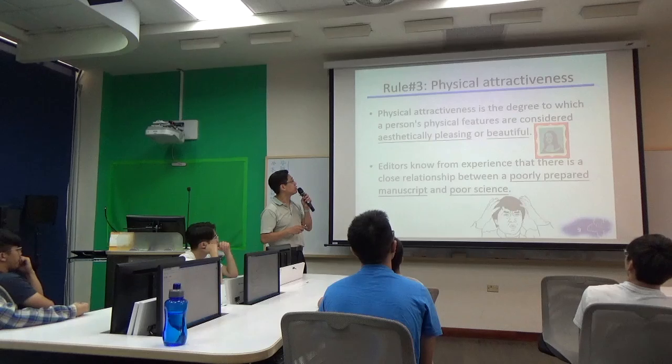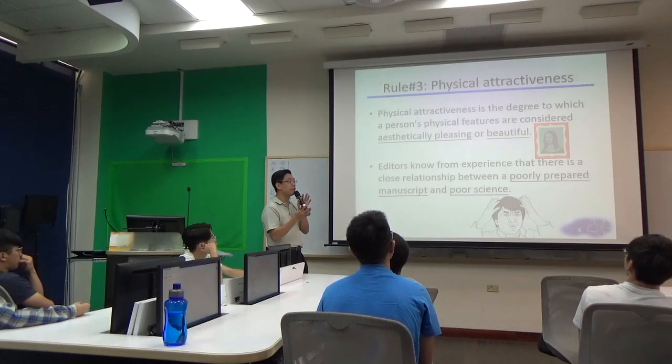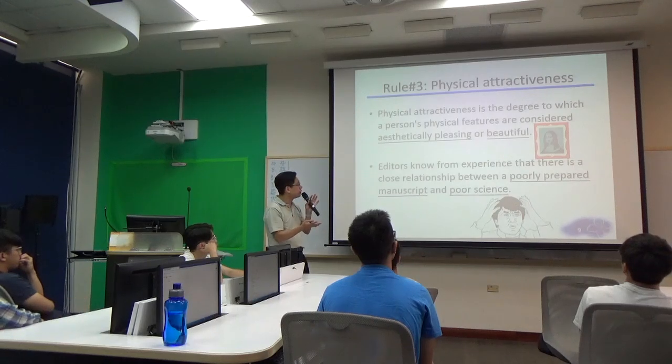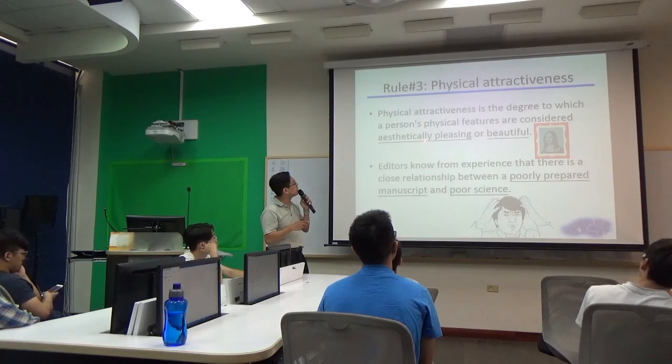Okay, so this is attractive. And physical, you know physical, right? Physically attractive, it looks beautiful. This is the degree to which a person's physical features, the shape, or when you observe it, it looks like something you like, and it is considered aesthetically pleasing.